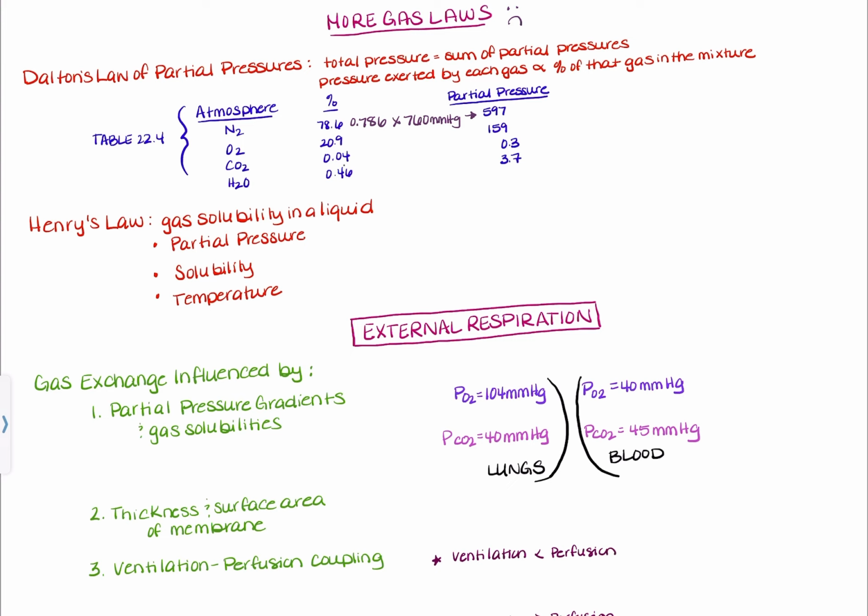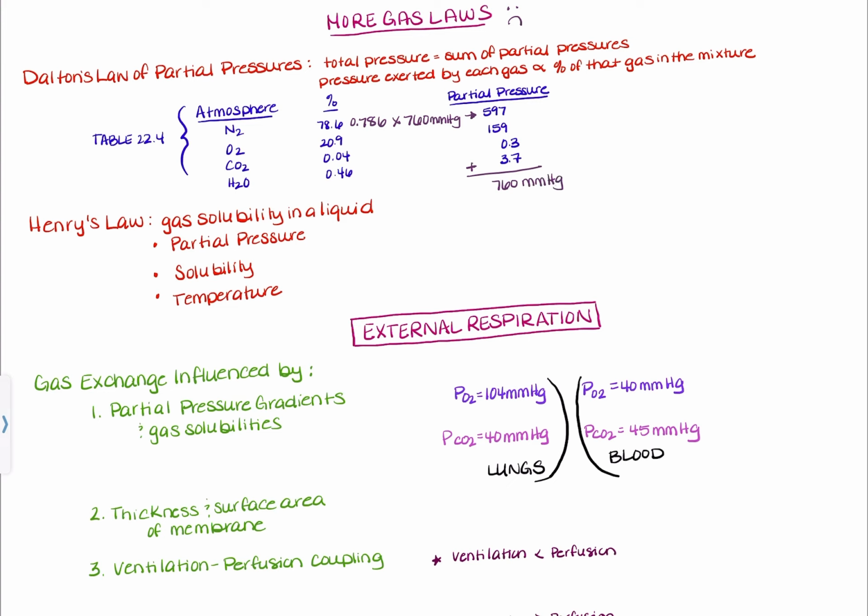Same thing with carbon dioxide. If we took 0.04% of the total 760 millimeters of mercury, we would find that the partial pressure attributed to carbon dioxide is really only 0.3 millimeters of mercury. And we do the same thing for water. Then we sum all of these partial pressures, and we find that they would add up to atmospheric pressure.